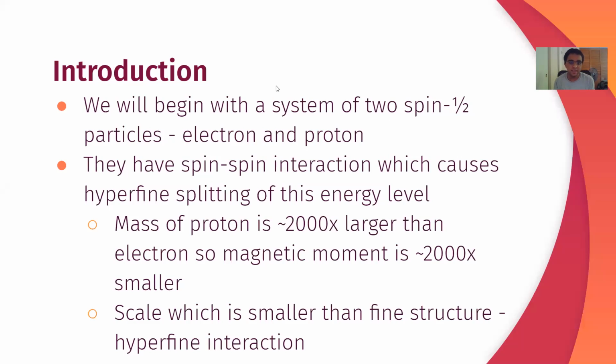So for 1/2 spin states, we will begin with a system of two spin 1/2 particles, which are our electron and our proton. And they actually have this hyperfine interaction because of the mass of the proton, which is 2,000 times larger than that of the electron, which means that the magnetic moment, which is inversely proportional to the mass, will be 2,000 times smaller for a proton than the electron. And so this is the hyperfine interaction because of the small scale.